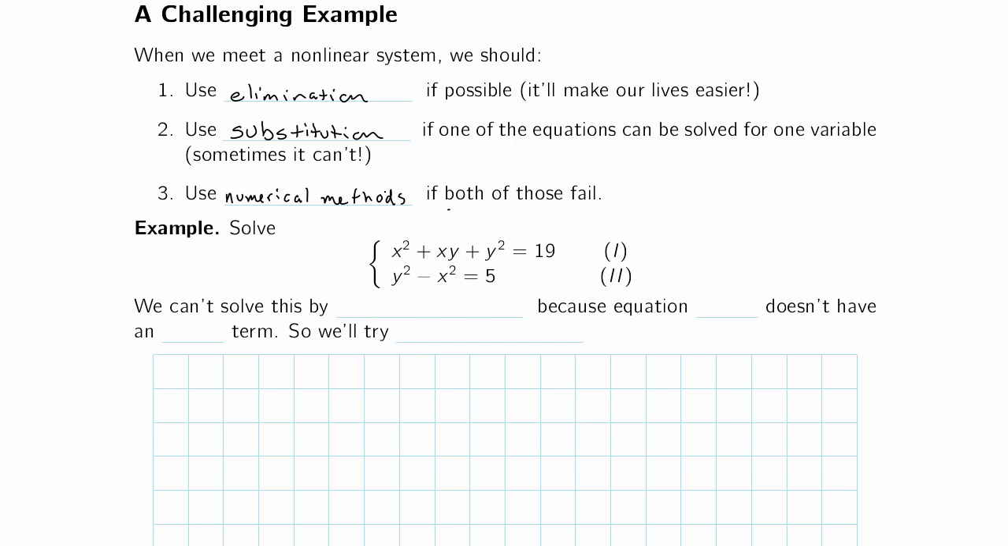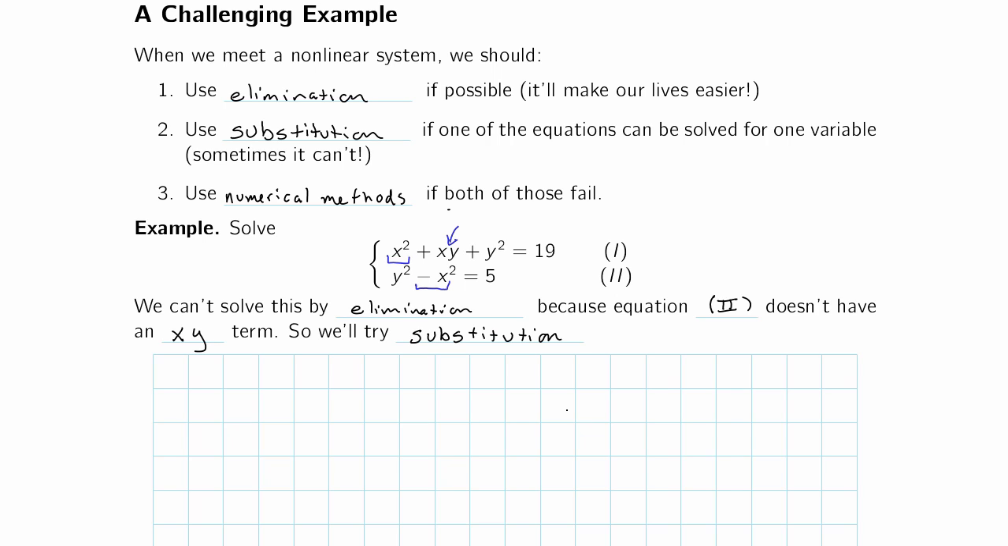Here we have a system of nonlinear equations, and we might look at this and say, oh, hey, look, I have an x squared here and a negative x squared here. I'd like to try to use elimination for this. Unfortunately, we can't do that because equation 2 lacks this xy term. So we could eliminate the x squared term, but we would still have an xy term, which means there would still be an x variable in the equation. So that wouldn't actually help us. Instead, we're going to try to solve this by substitution.